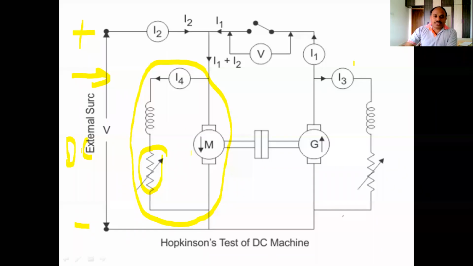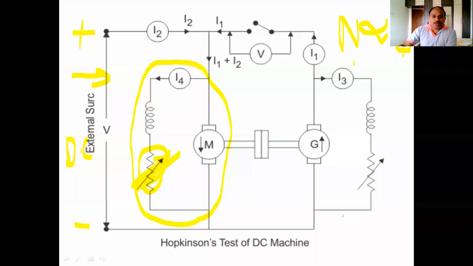So this motor is started with the help of a starter. Now, by varying this motor field rheostat, by varying the field current of the motor, the field flux of the motor is varied, because the speed of the motor is inversely proportional to flux.